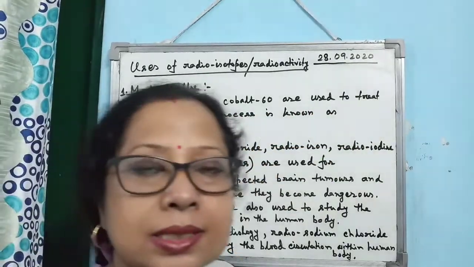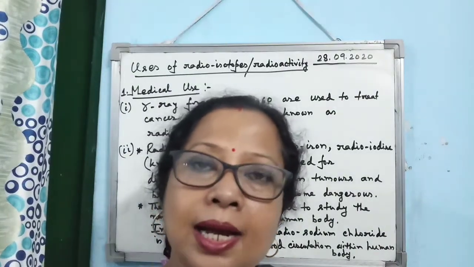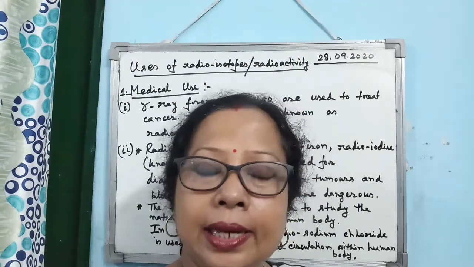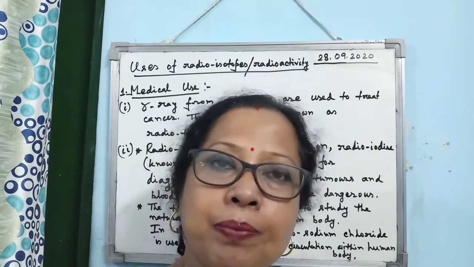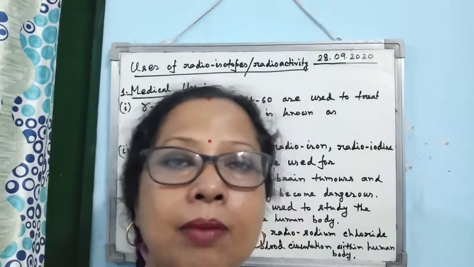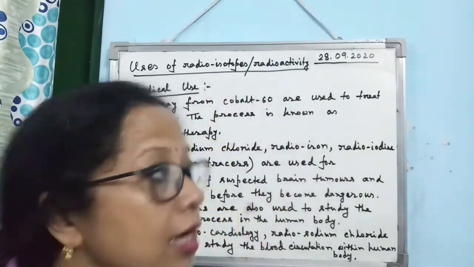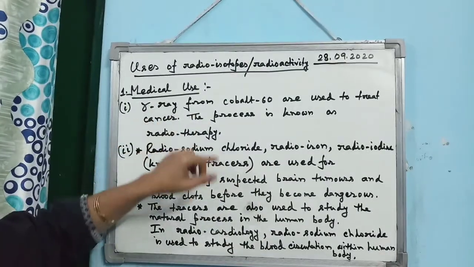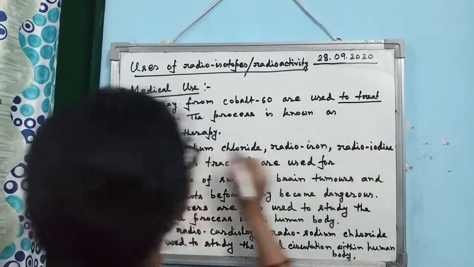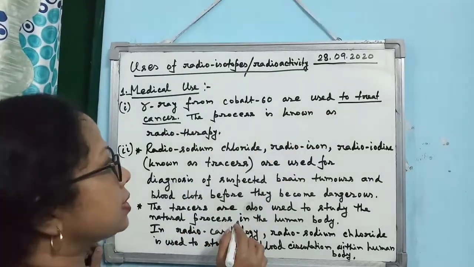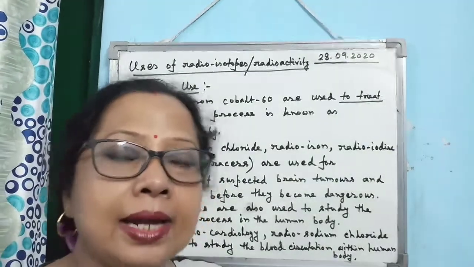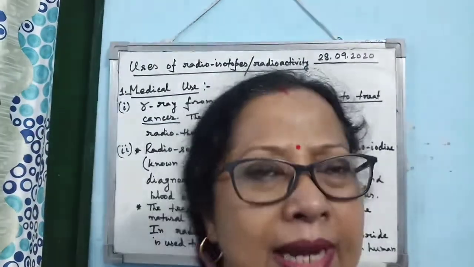How is the treatment done? Gamma radiation is allowed to fall on the cancerous part, and the doctors control the intensity of the gamma rays depending on the stage of the disease. The gamma rays simply burn or kill the cancerous cells. You don't have to write those details; this much is enough: gamma rays from cobalt-60 are used to treat cancer, and the process is known as radiotherapy.